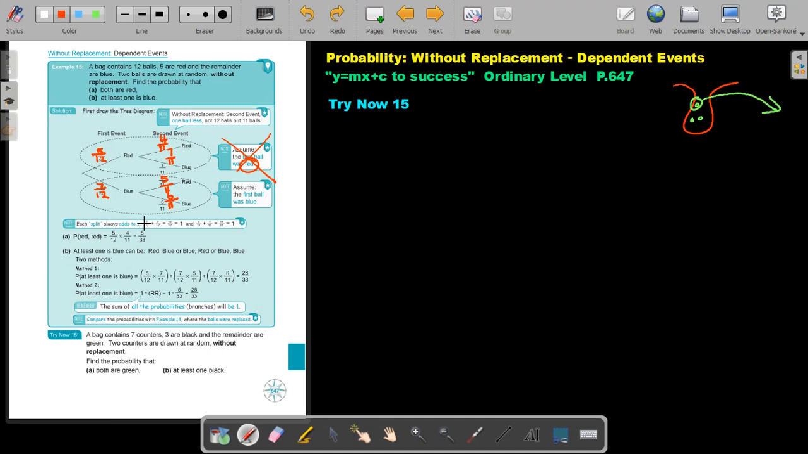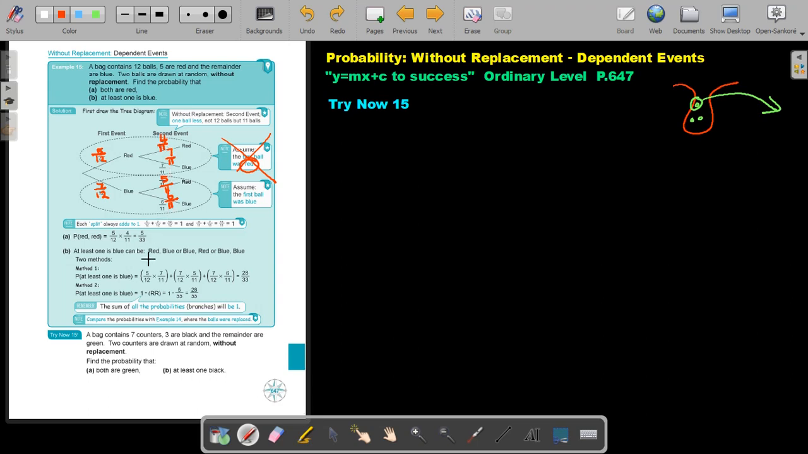Okay, so first, just construct a tree diagram. And remember, without replacement is dependent. So this second action is depending on what happens in the first action. And that's why there is only 1 less ball in the second action.